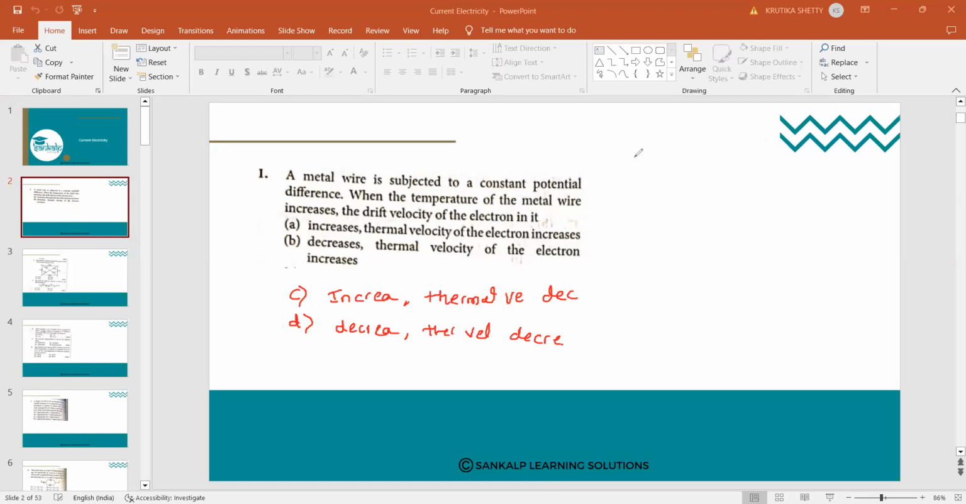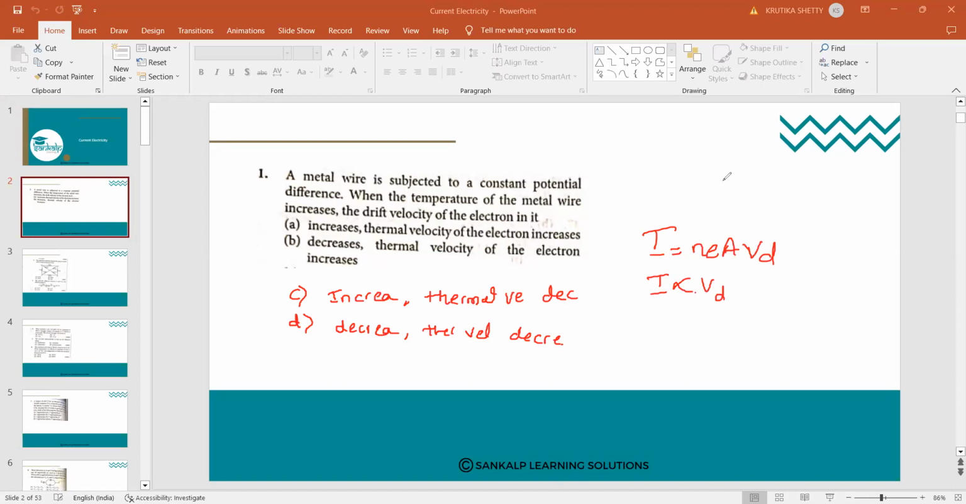Here, when the temperature increases, the resistance also increases. As the EMF applied is the same, the current density decreases. Therefore, the drift velocity also decreases. We know that I equals nAeVd. Here current and drift velocity are directly proportional, right? So if you know what happens to the current, you know what happens to the drift velocity.